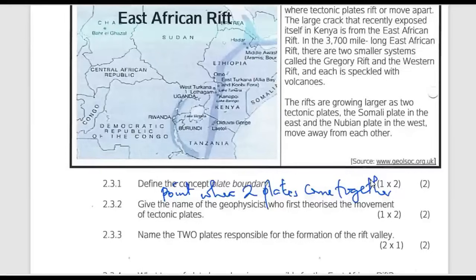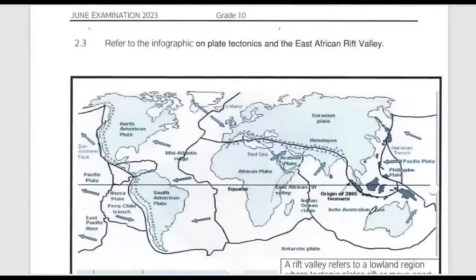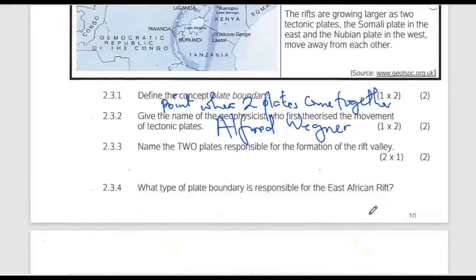Right. Then give the name of the geophysicist who first theorized the movement of tectonic plates. In other words, who is the father of plate tectonics, who came out with the suggestion that plates are in constant motion, they are moving and they are divided into different segments. That was Alfred Wegener. This is the person who came out with the theory of plate tectonics. Right. We move on to the next question.